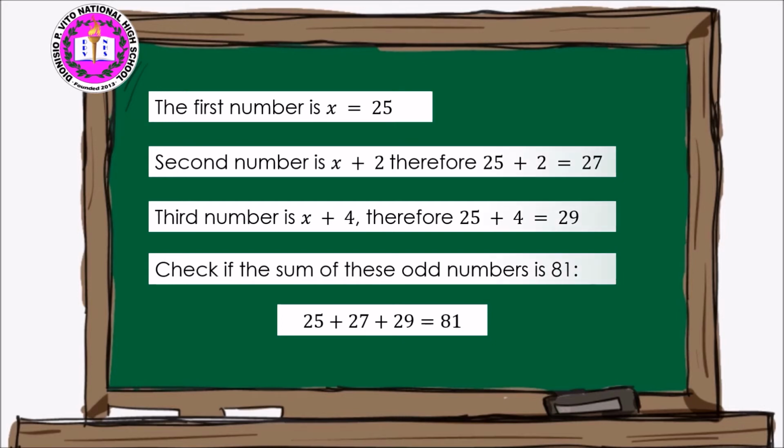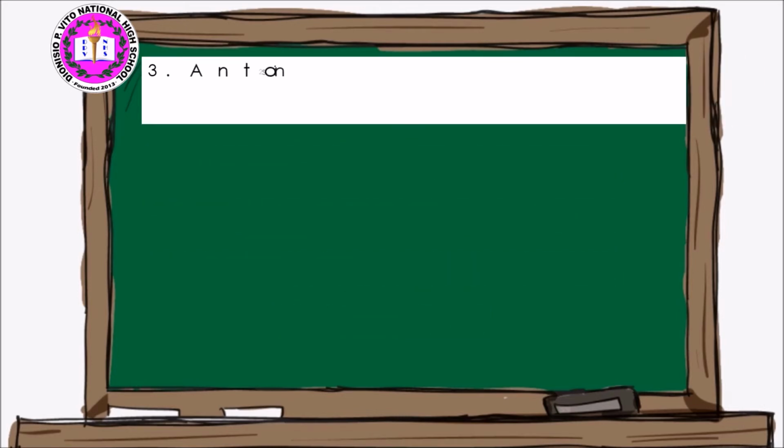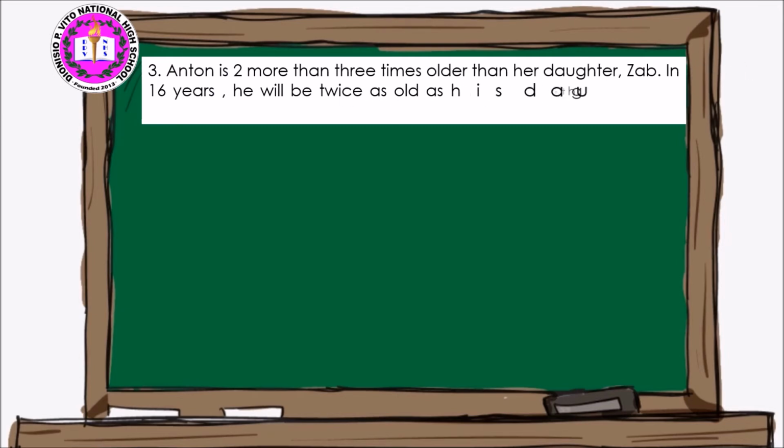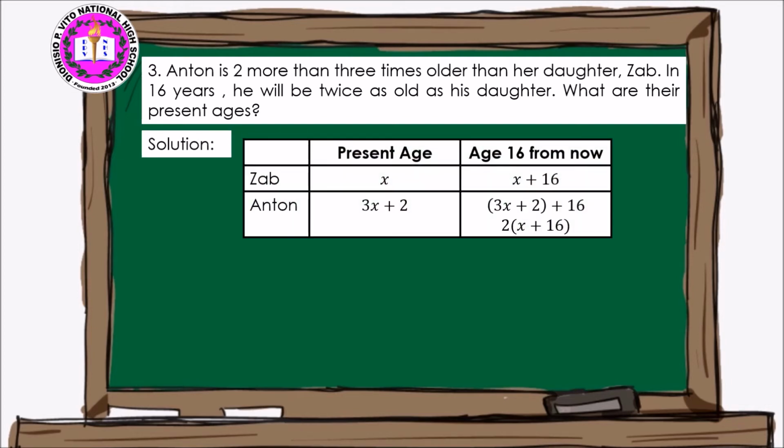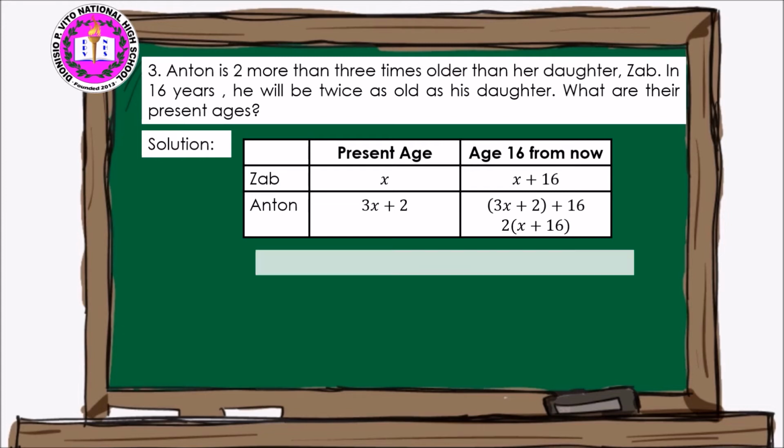For our third example, Anton is 2 more than 3 times older than her daughter Sam. In 16 years, he will be twice as old as his daughter. What are their present ages? For our solution, we're going to use the tabular form. So we're going to have Sam and Anton, their present age, and their age 16 years from now.